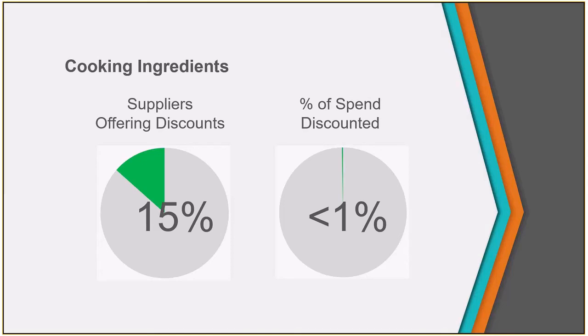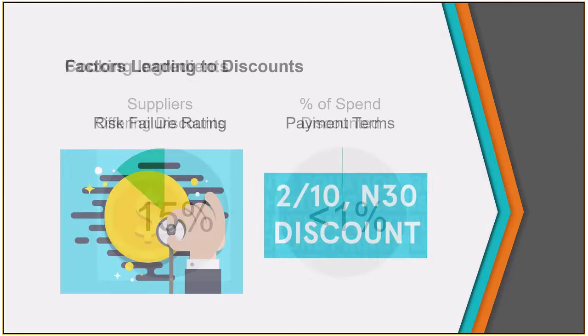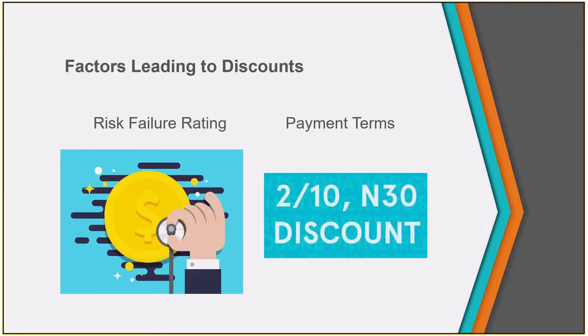Armed with these new facts about the cooking ingredients and their suppliers, we utilized the latest in decision mining techniques to build a decision tree model that predicts which suppliers will provide the greatest discounts, allowing our category managers to select and contract with these new suppliers. The model identified two significant factors that accurately predicted supplier discounts, and they were based on the supplier's risk failure rating and their payment terms.